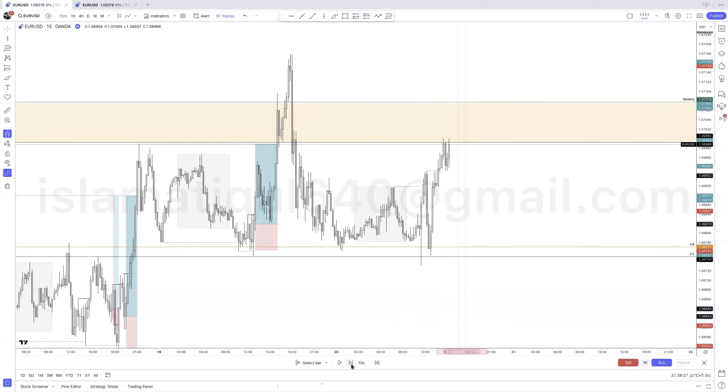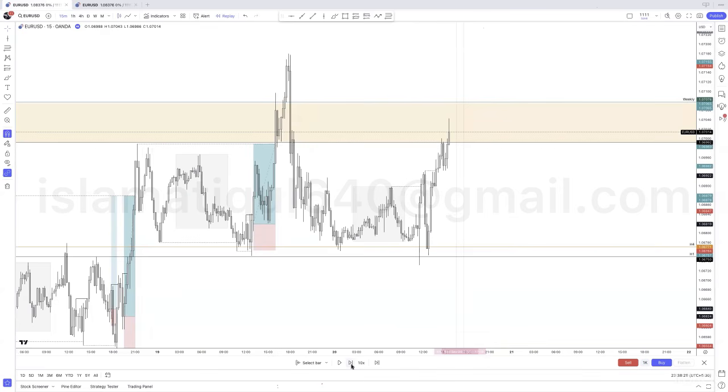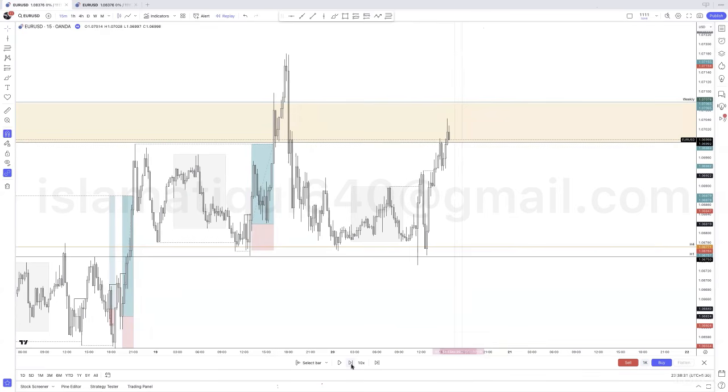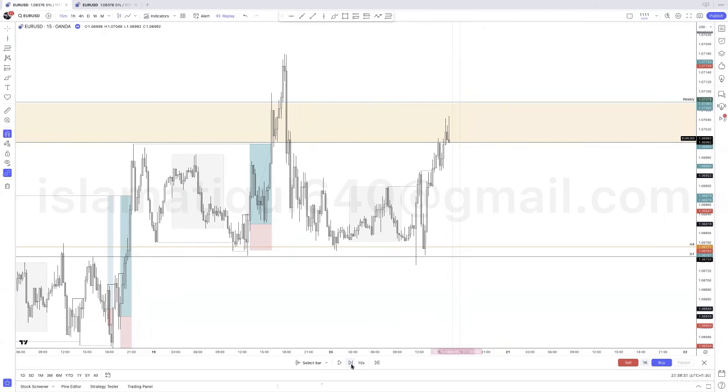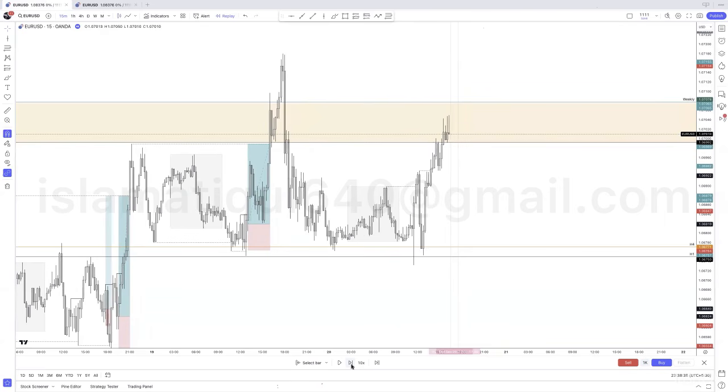Nothing yet. Still waiting. Let's wait for the next candle.